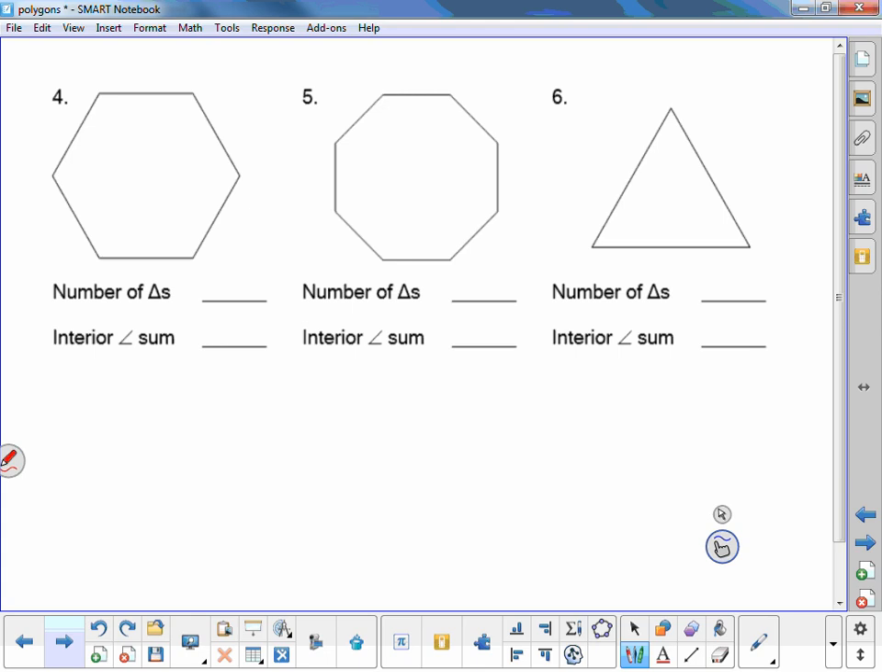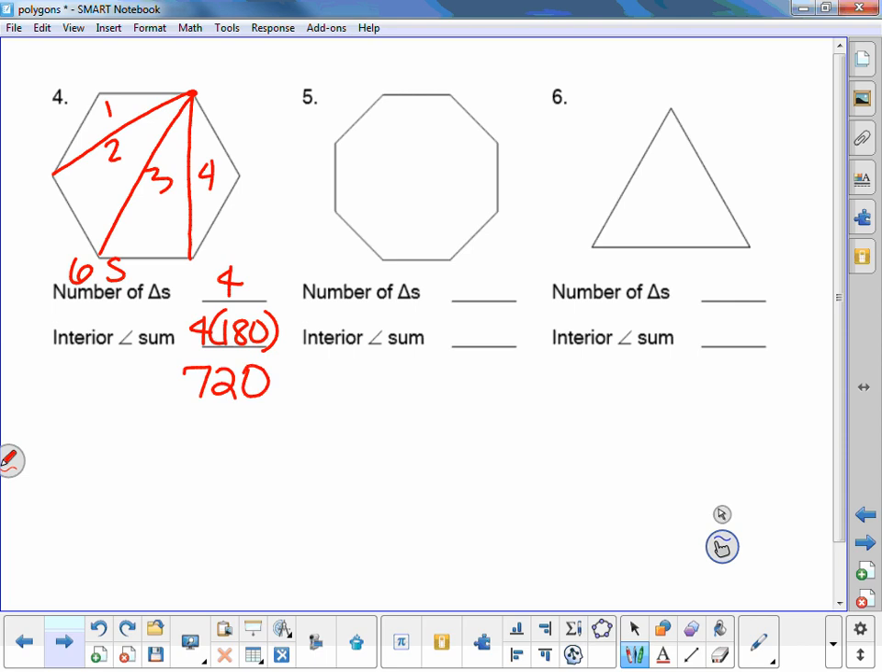Let's continue. 1, 2, 3, 4. So this is 6 sides, 4 triangles. 4 times 180 equals 720. Now, you try the next two quickly. Pause it and try the next two.